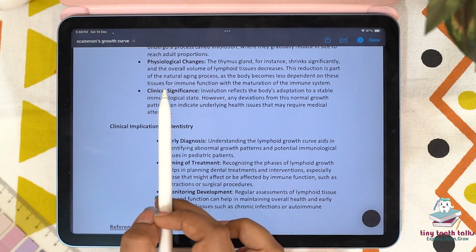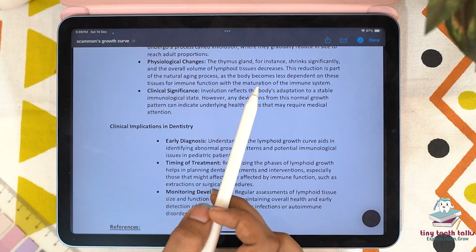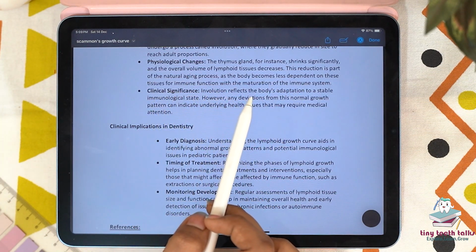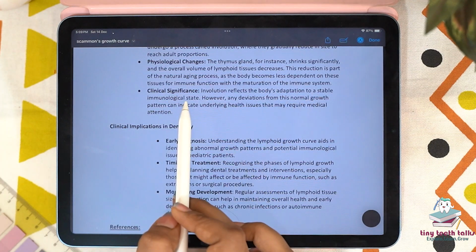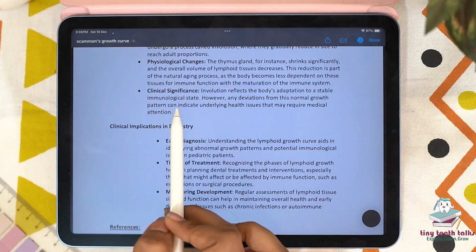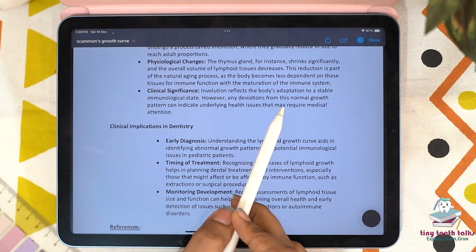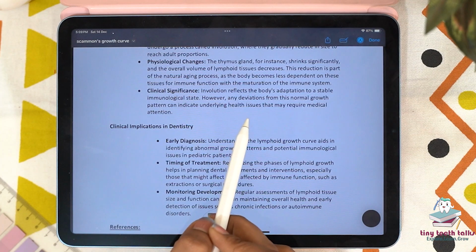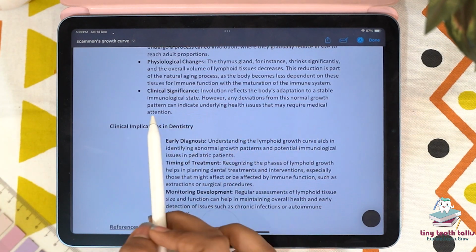This reduction is a part of the natural aging process as the body becomes less dependent on the tissues for the immune functions with the maturation of the immune system. Clinical significance: involution reflects the body's adaptation to a stable immunological state. However, any deviations from this normal growth pattern can indicate underlying health issues that may require medical attention.